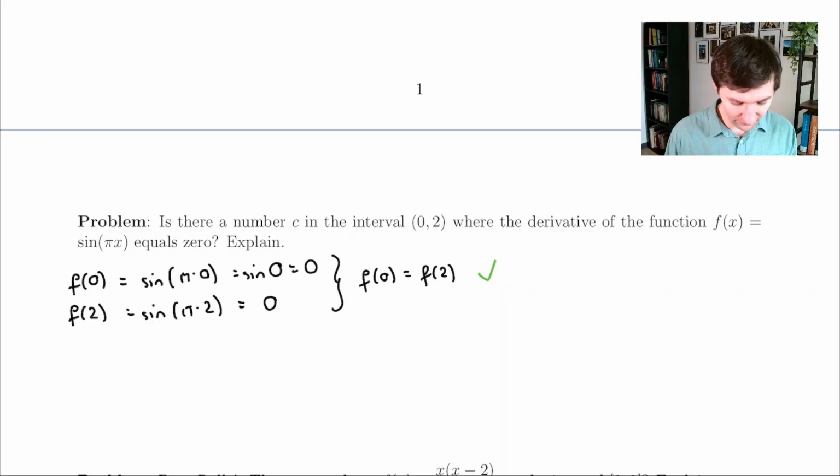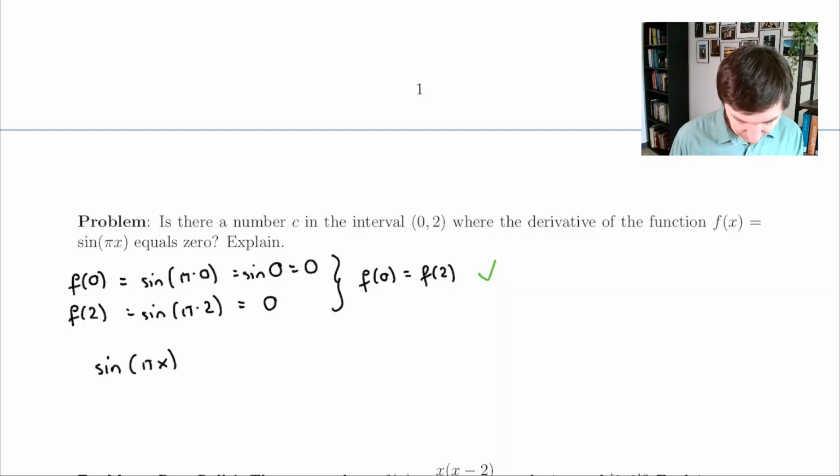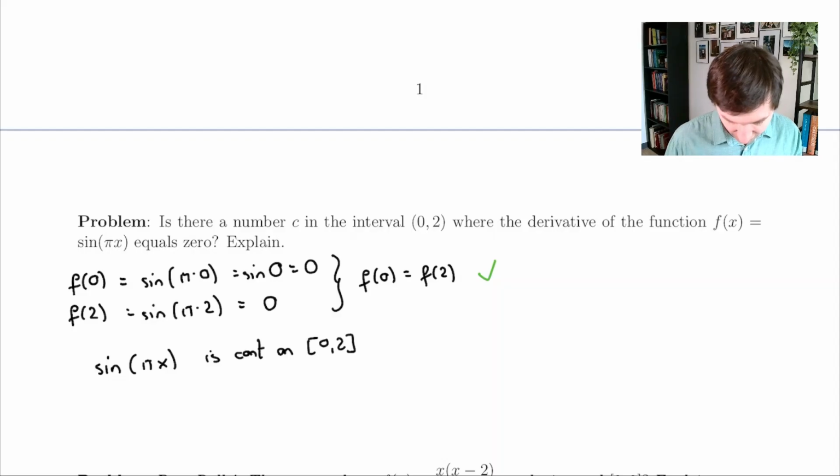I believe the function pi times x is continuous, the function sine of x is continuous everywhere, which means their composition is continuous everywhere, which means I can conclude that sine of pi x is continuous on the interval from 0 to 2. The second condition is satisfied.